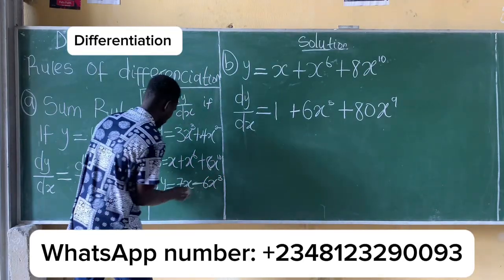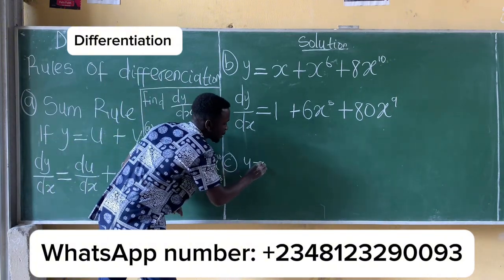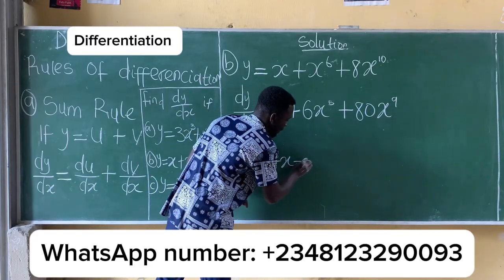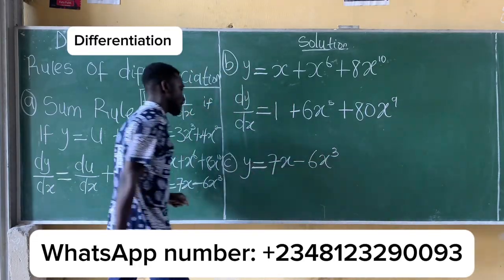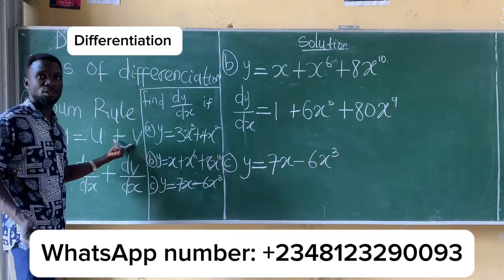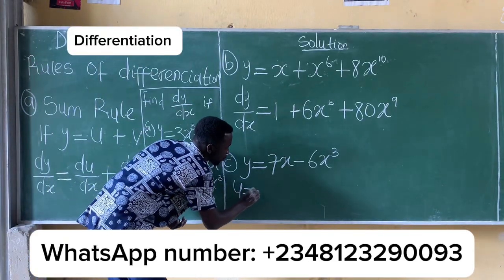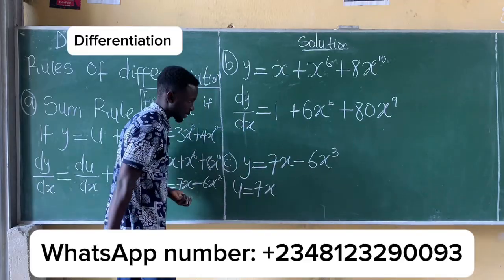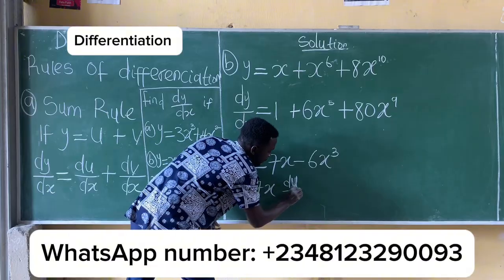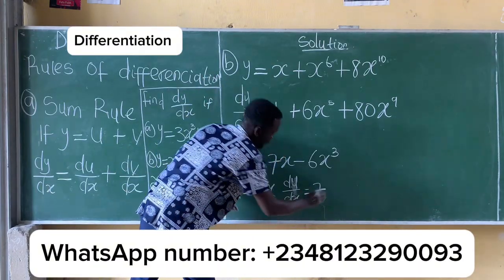So let's go to the last one, which is the C. C says that if y is equal to 7x minus 6x cubed, what is the answer here? It's still very easy. Just like the sum, instead of addition sign here, we change it to what? Subtraction sign. In this case, our u is equal to 7x. So if we do this, what will be our du dx? Our du dx is equal to differentiate 7x, we are going to have 7.